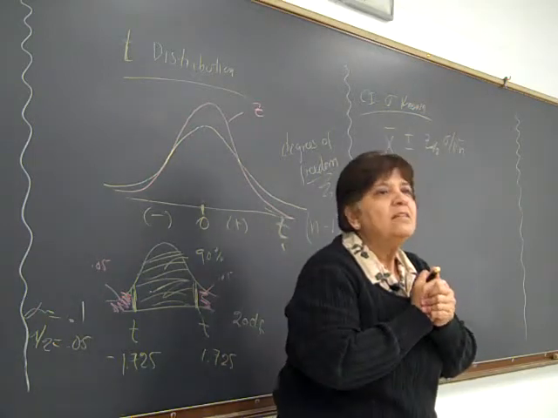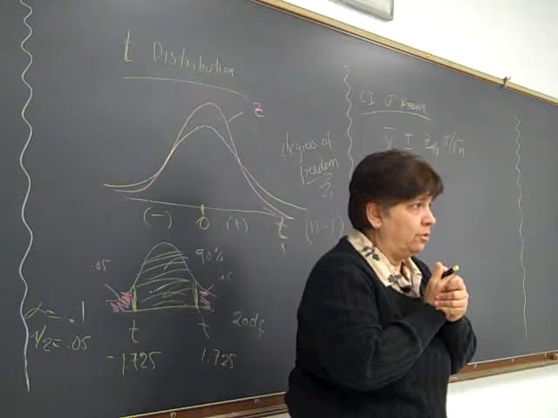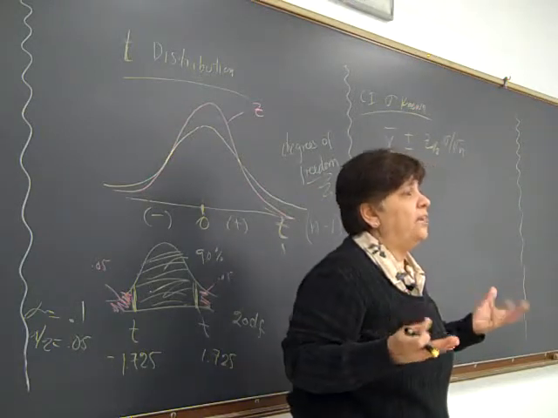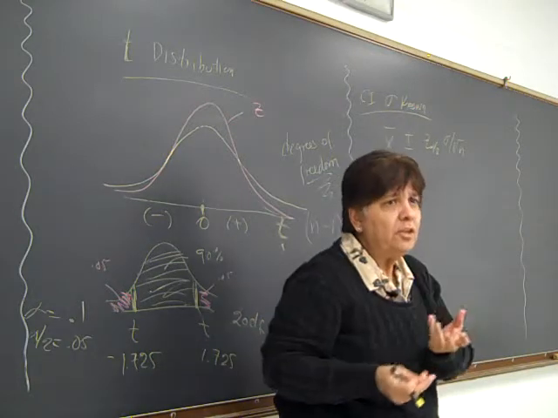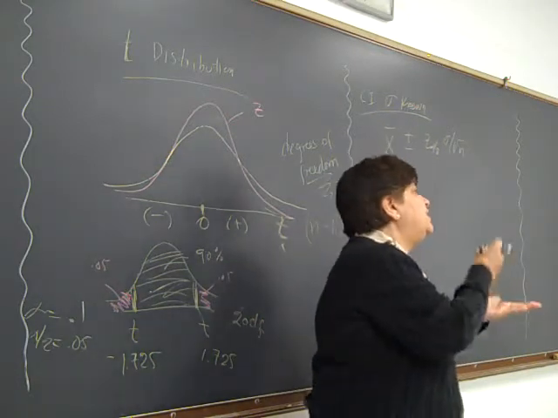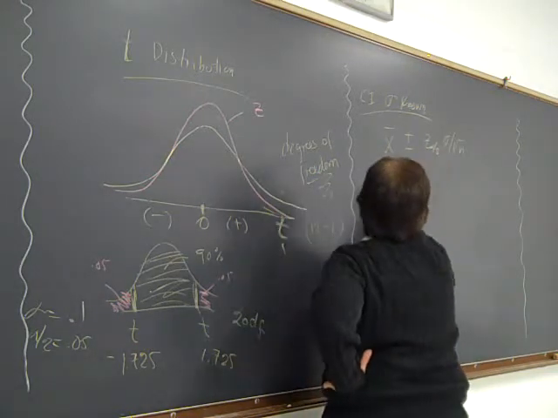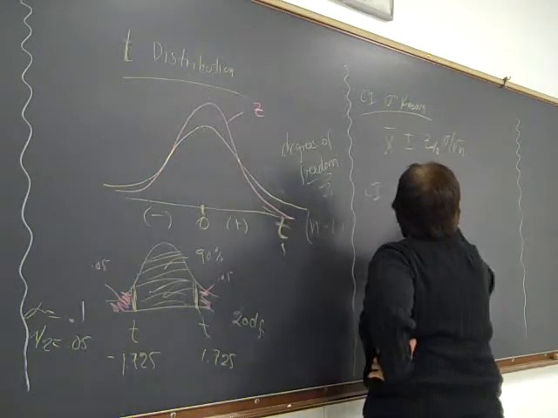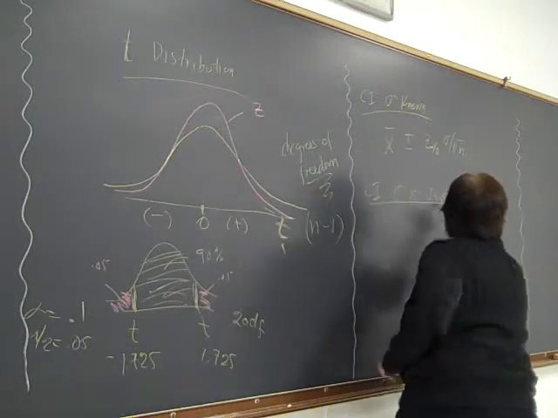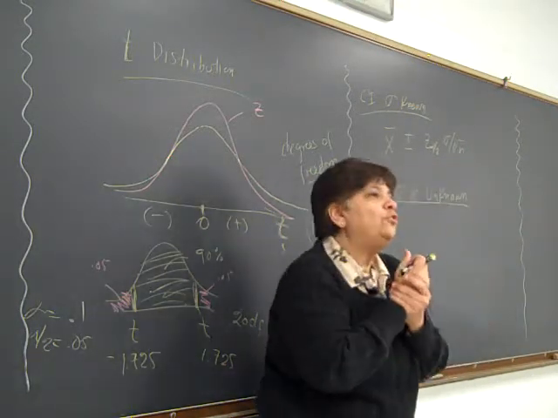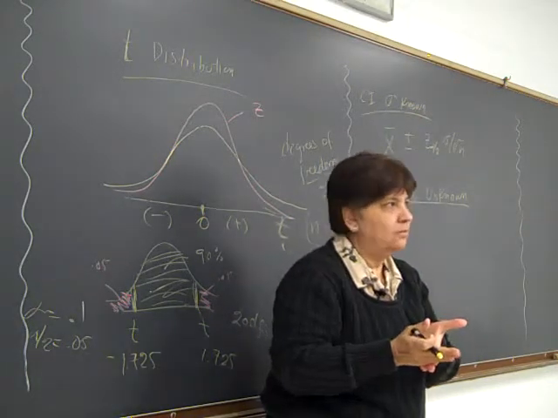What happens when we don't have the standard deviation of the population? We have to estimate it. And the only way we have to estimate the standard deviation of the population is using the standard deviation of the sample. So when sigma is unknown, when we don't have sigma, we have to use S, the standard deviation of the sample.